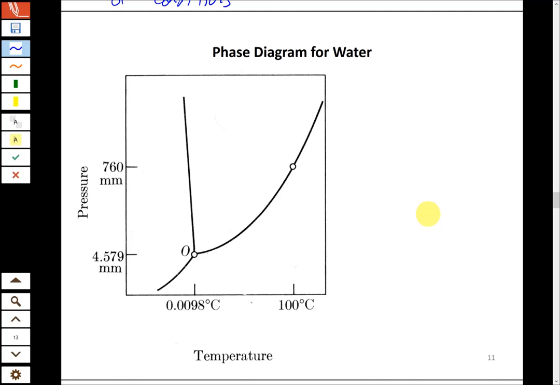So the first thing we're going to do is talk about what these different lines mean. Okay, so this line here is going to be the solid-liquid line. So if you go to the left of this line, which is lower temperature, that's where you're going to exist as a solid. If you go to the right of this line, which is higher temperature, that's where it exists as a liquid. All right, so that's your solid-liquid line there, shown in red.